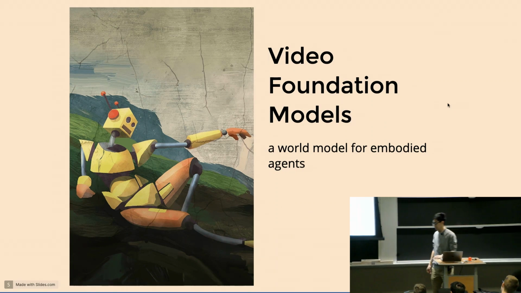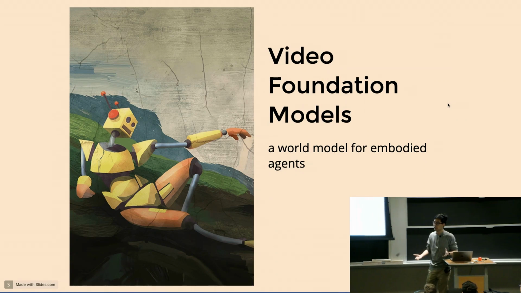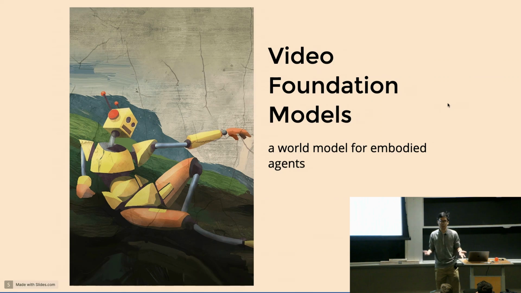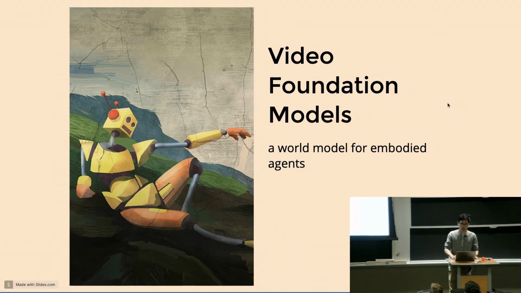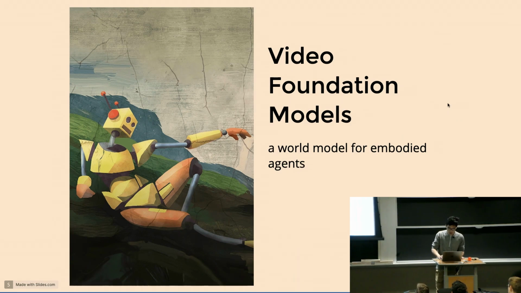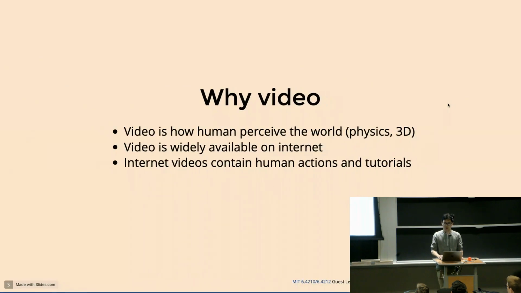In fact, if you look at the number of bits for a text file and an image file or video file, you will realize image files are usually much bigger because they have to contain way more information than just text. And if you just use text, there's so much information to lose. So in this section, I'm going to talk about video foundation models. I call it a world model for embodied agents, and I will explain why you need that.